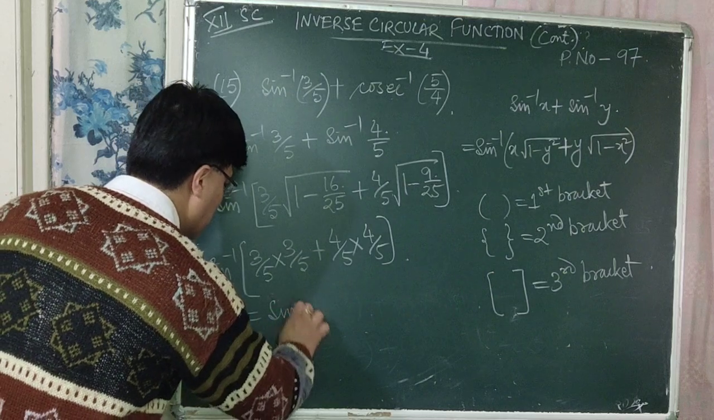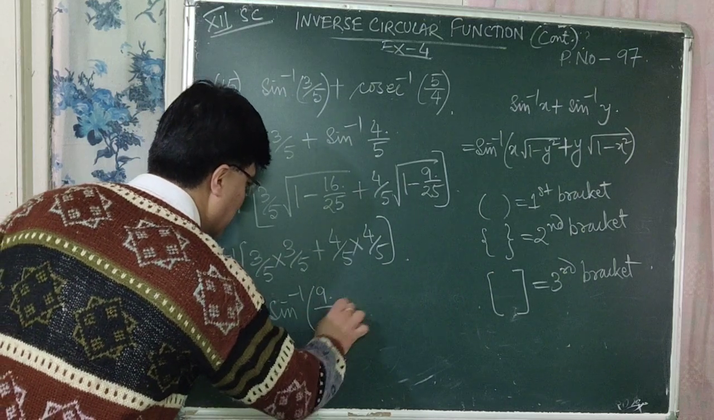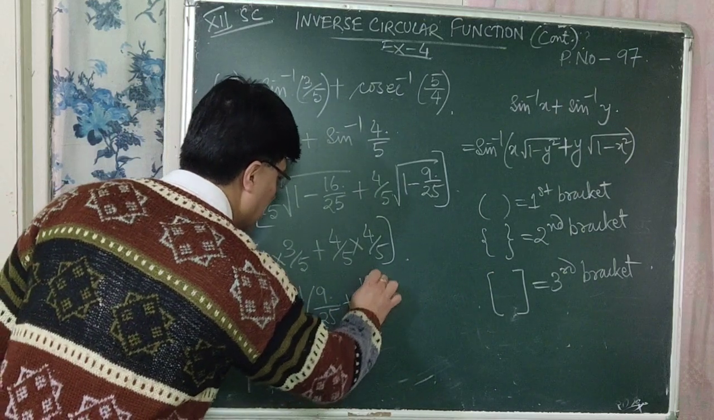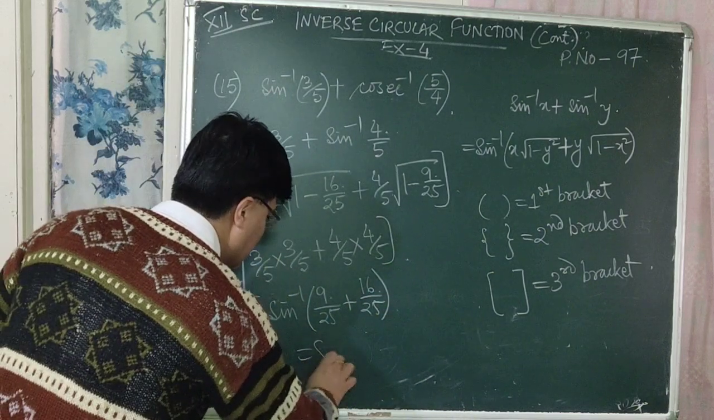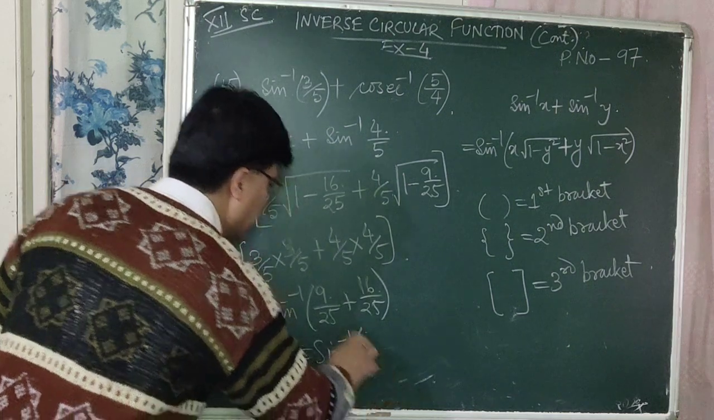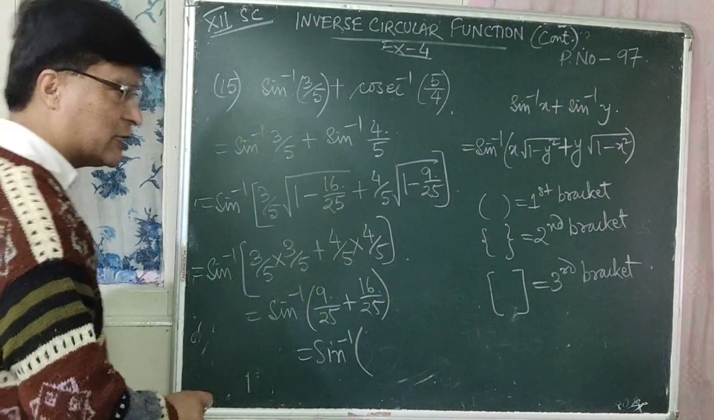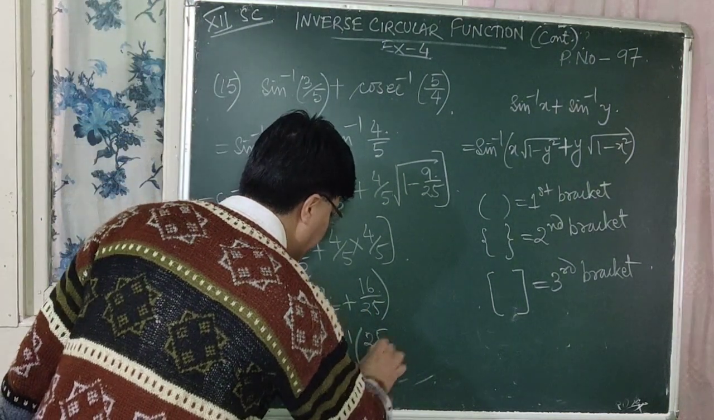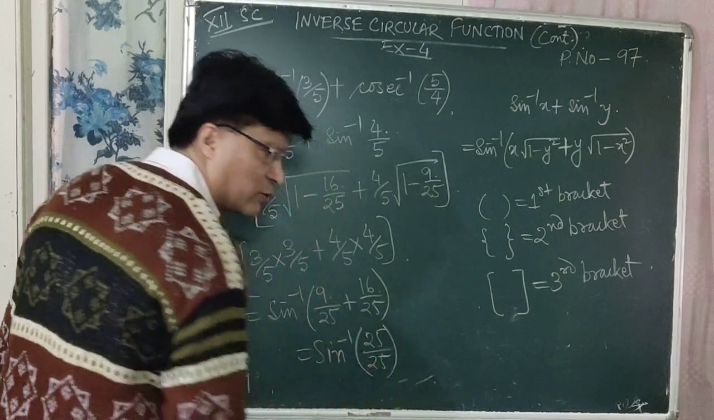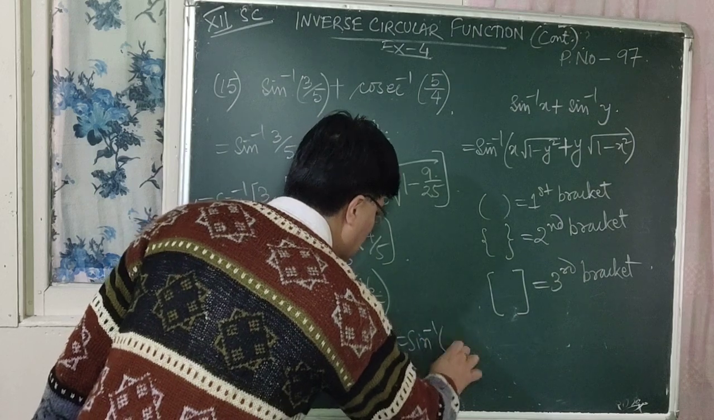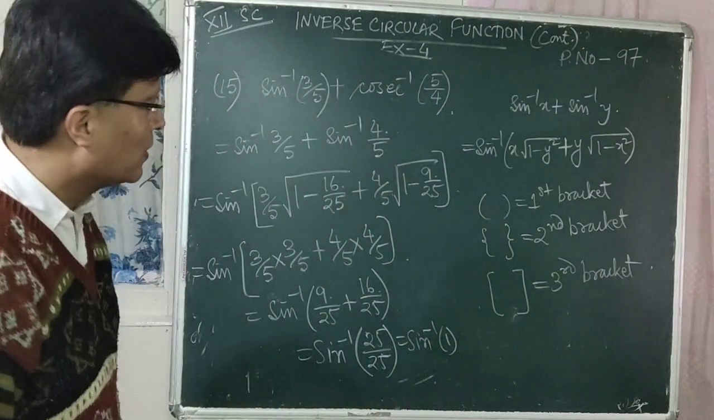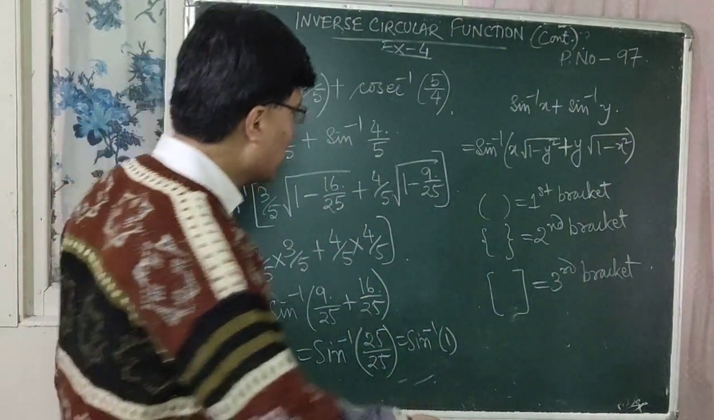Which is equal to sine inverse within bracket. This is 9 by 25 plus 16 by 25, right? Which is equal to sine inverse. You can add them. LCM is same, 25. 9 plus 16, 25. 25 by 25. So you can cancel it. 25 ones are 25, isn't it? So it is sine inverse. This is always 1. Now, what is its value?